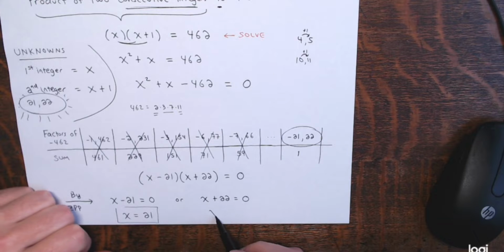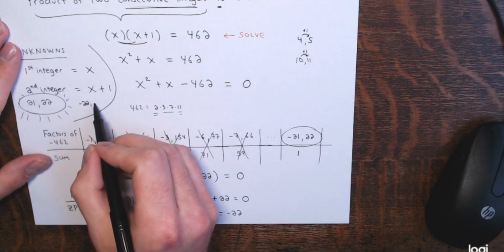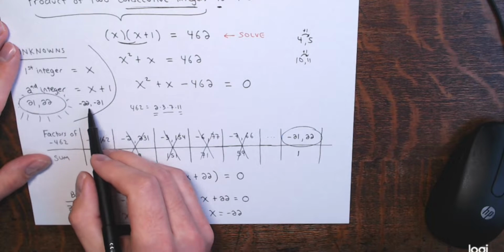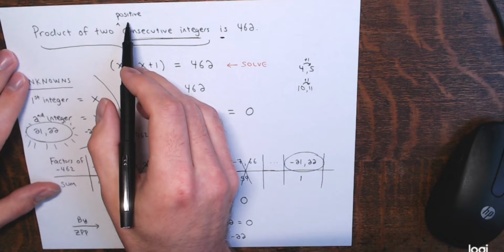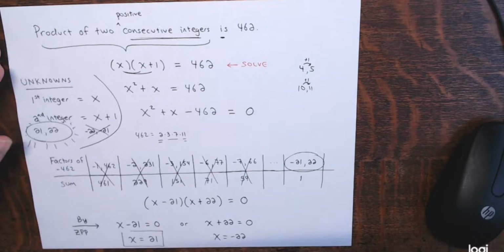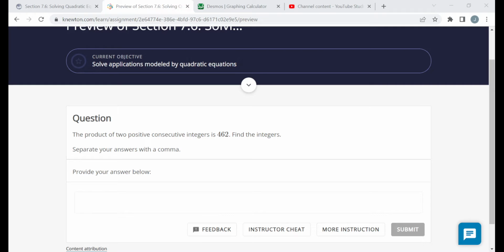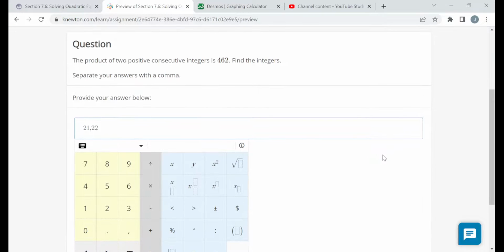Then here, x equals negative 22. Well, if that were the case, the first integer would be negative 22, and then the next integer would be plus 1, negative 21. Now these do multiply to be 462. That's true, but they're not positive. See, the question asks for two positive consecutive integers. These are negative consecutive integers whose product is 462. So the answer I'm putting in is 21 and 22, right, after all that. So 21, 22. Those are the two positive consecutive integers whose product is 462.